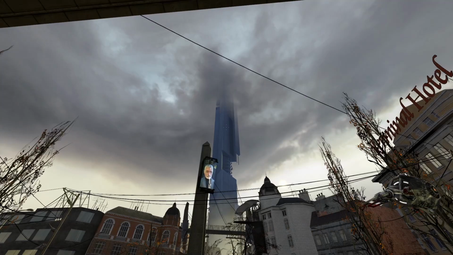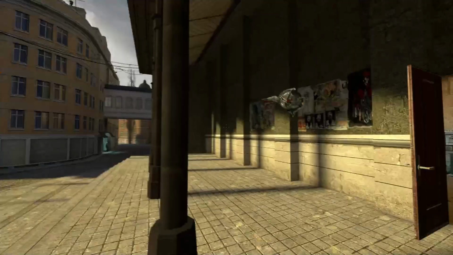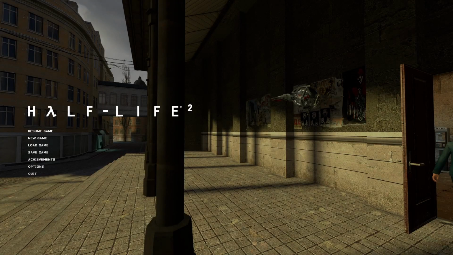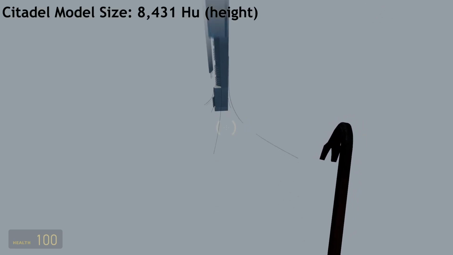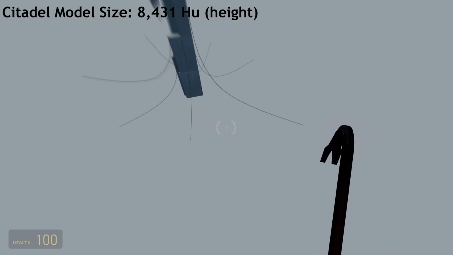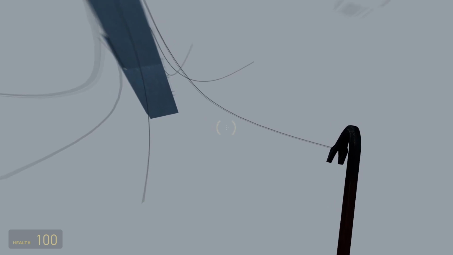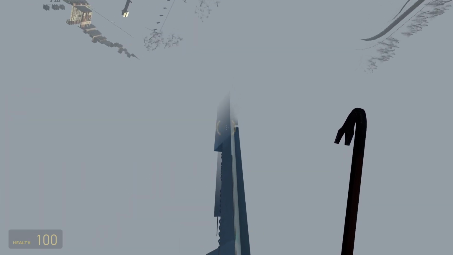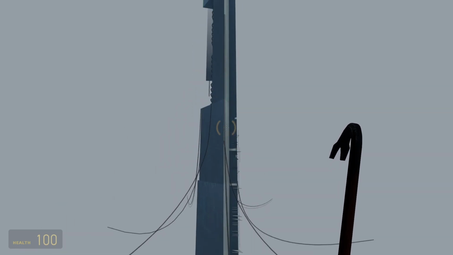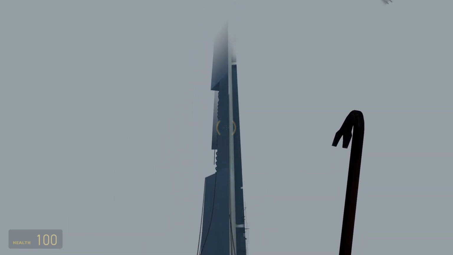I mean, it's basically a massive centerpiece to Half-Life 2's level design, visible from basically everywhere. It's large and imposing, so how big is it? Well, the model in the skybox is 8,431 hammer units tall, which is about 160 meters. So in other words, not that much. It's like the size of a small skyscraper. But the Citadel is bigger than any skyscraper, so clearly that doesn't make any sense.